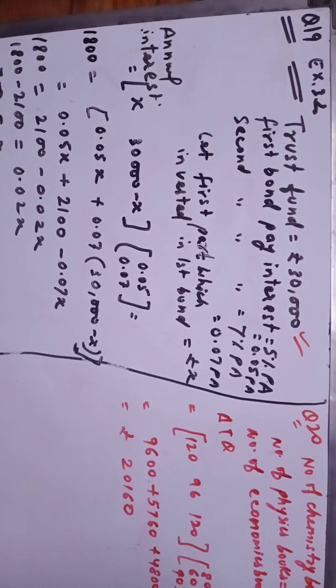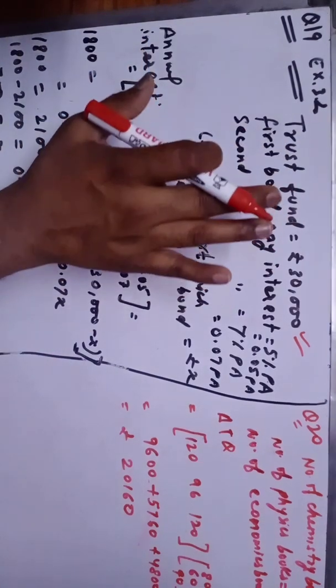The first bond pays 5% interest per year, and the second bond pays 7% interest per year. So we have to solve using the matrix method. Determine how to divide 30,000 amongst the two types of bond if the trust fund must obtain an annual total interest of rupees 1800, and in the second part, rupees 2000. So first of all, you have to understand the question.